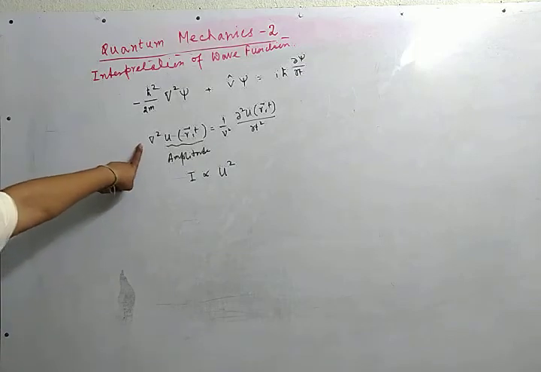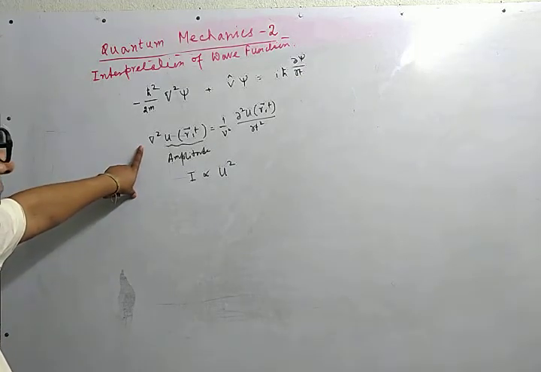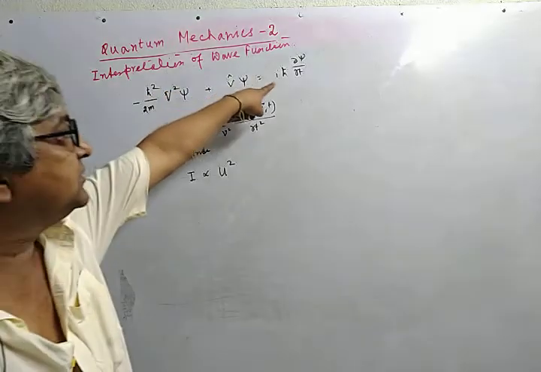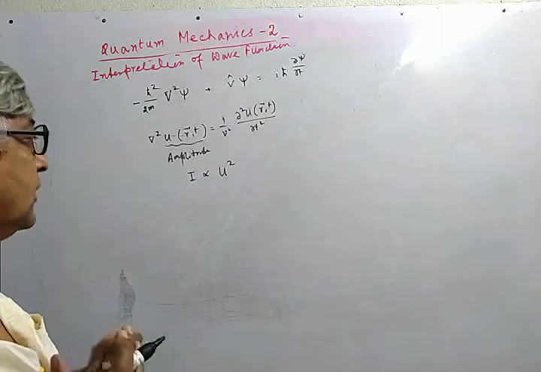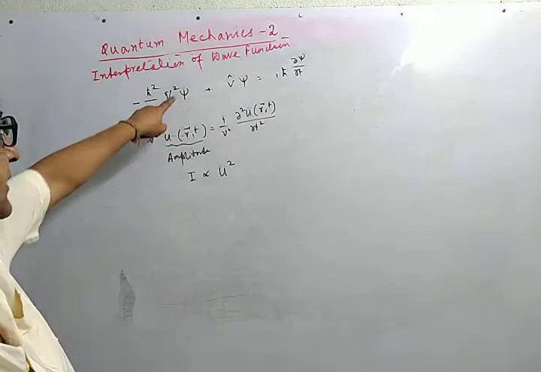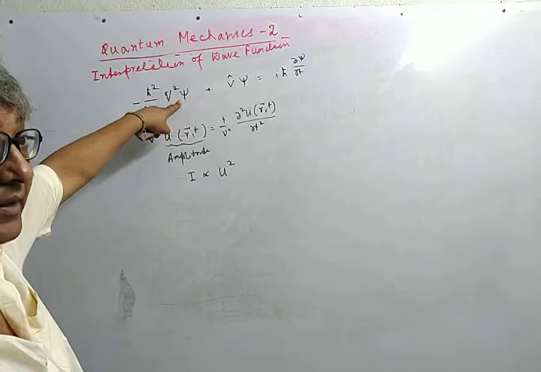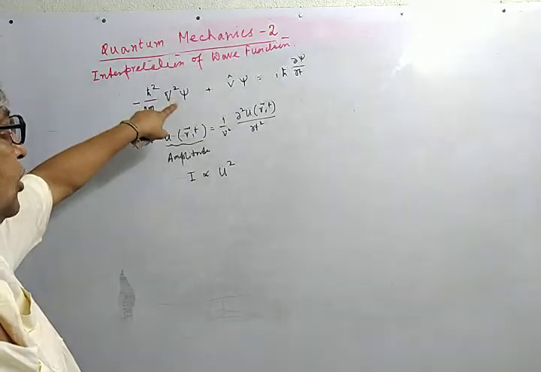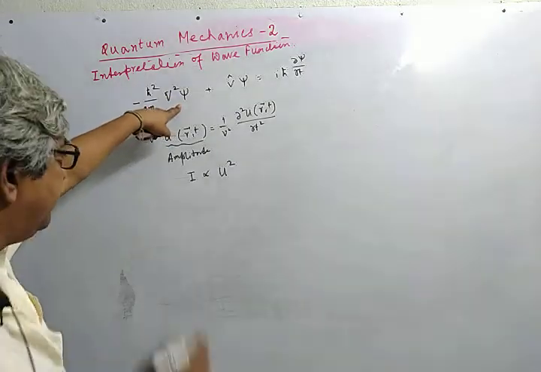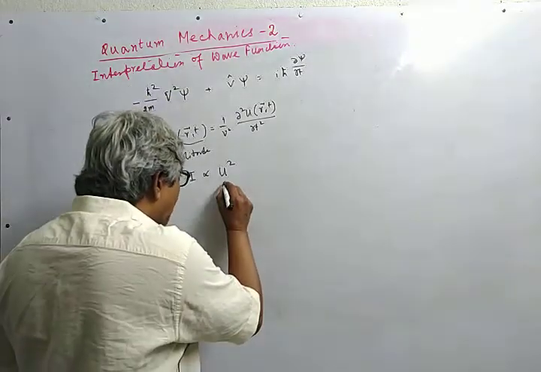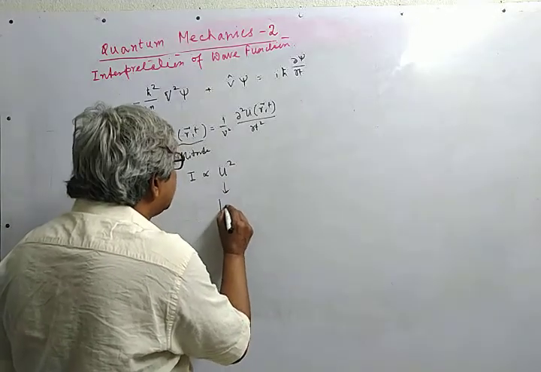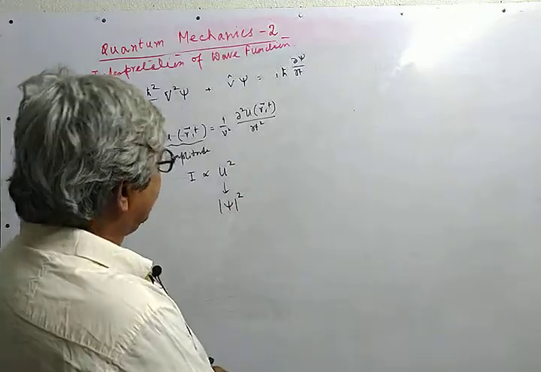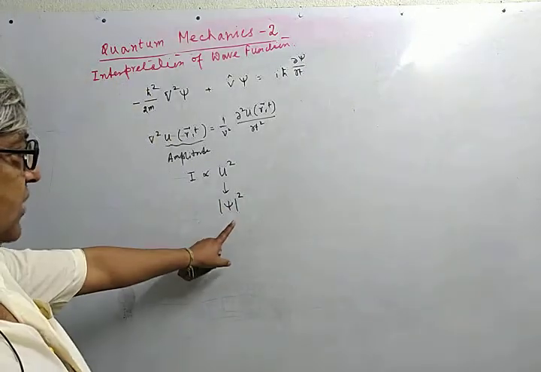This differential equation involves real coefficients, but the Schrodinger equation involves imaginary coefficients as well. So it is logical that psi may be complex. It is not necessary that psi, the solution of this equation, will be a real one. Keeping this in mind, the role of u square should be taken care of by psi modulus square, where psi modulus square is psi star psi.